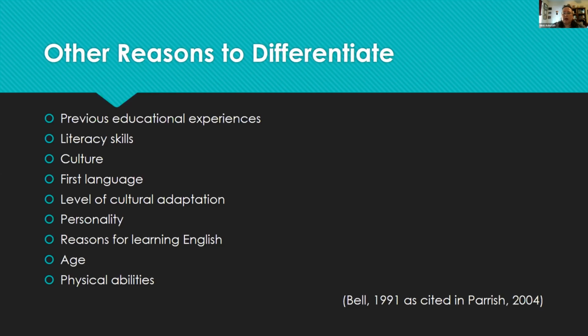So their previous educational experience, and related to that, is their level of literacy. Some students will come in and could be very proficient in speaking. They might have been living in the United States for a long time and have really great oral skills, but then when it comes to reading and writing, they're really not able to use literacy.